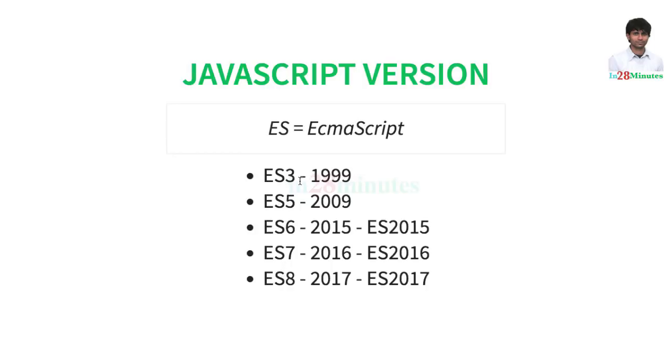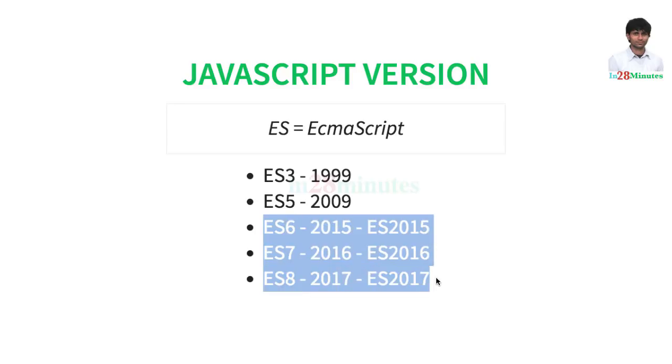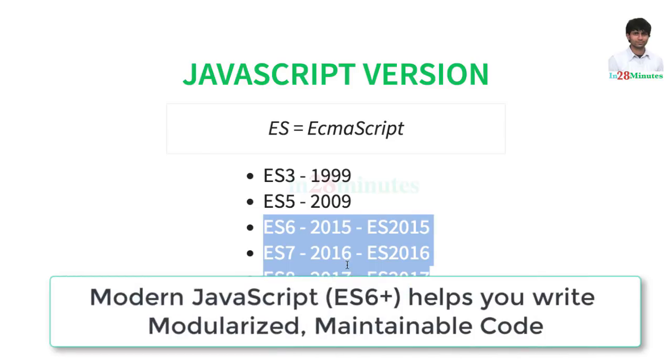You can see that there is a huge time gap between ES3 and ES5 as well as ES5 and ES6. All the versions which are after ES6. So ES6 and the versions after that are what I would typically call modern JavaScript, because these are the versions which support classes, modules, and they help you to write modularized, well-organized JavaScript code.